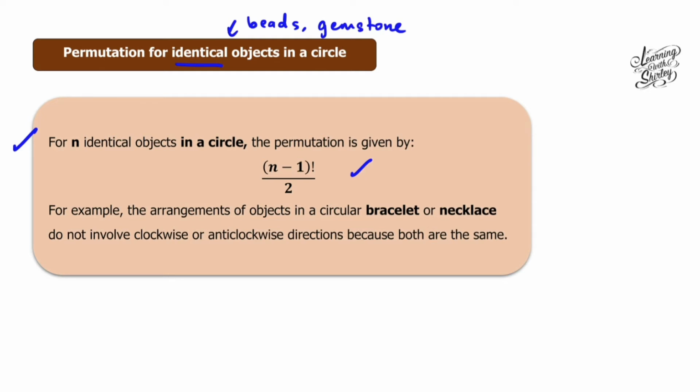For example, the arrangement of objects in a circular bracelet or necklace does not involve clockwise or anti-clockwise directions because both are the same, which means that whether it's clockwise or anti-clockwise, it doesn't matter. So we have to memorize the formula (n minus 1) whole thing factorial over 2 if it involves identical objects in a circle, like beads or gemstones.